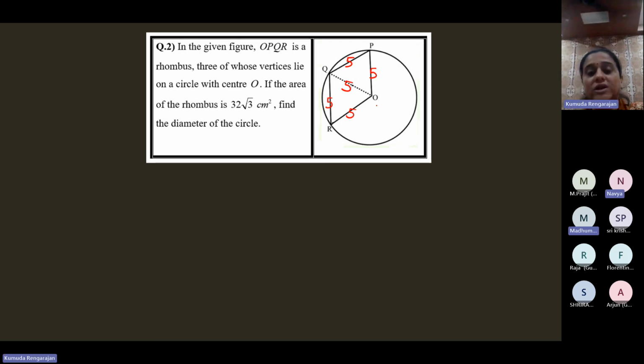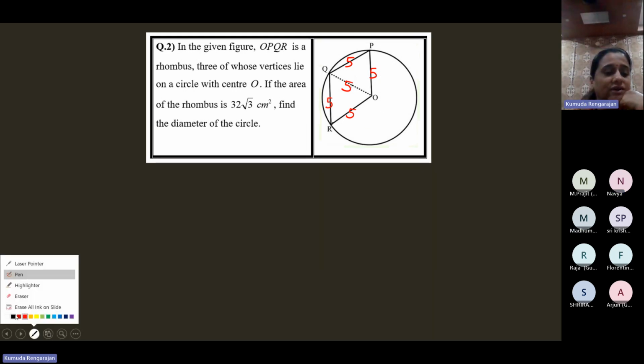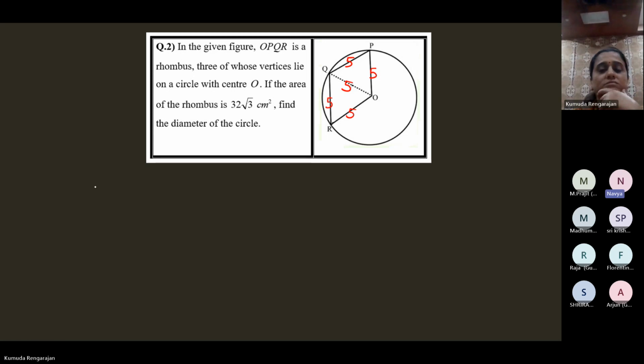So what kind of triangle is POQ? Equilateral. What kind of triangle is OQR? Equilateral. And what's the formula to find the area of an equilateral triangle? Root 3 by 4 into side square. And what is the side here? The radius itself. So root 3 by 4 into r square.